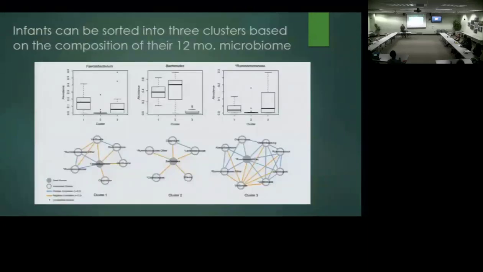So what we observed was that infants can be sorted into 3 clusters based on the composition of their 12-month microbiome. One of these groups is characterized by relatively high levels of something called Faecalibacterium, which is more typical of adult microbiomes. This may be a more mature community. The middle group is characterized by high levels of Bacteroides, which is a more juvenile type microbe, although you do see adults who have high levels of Bacteroides as well.